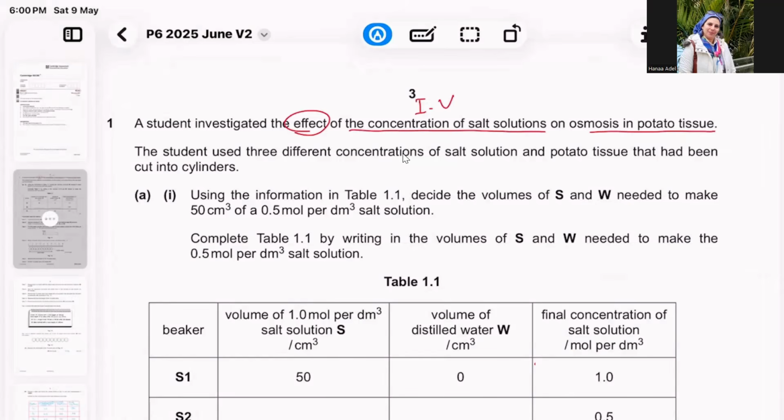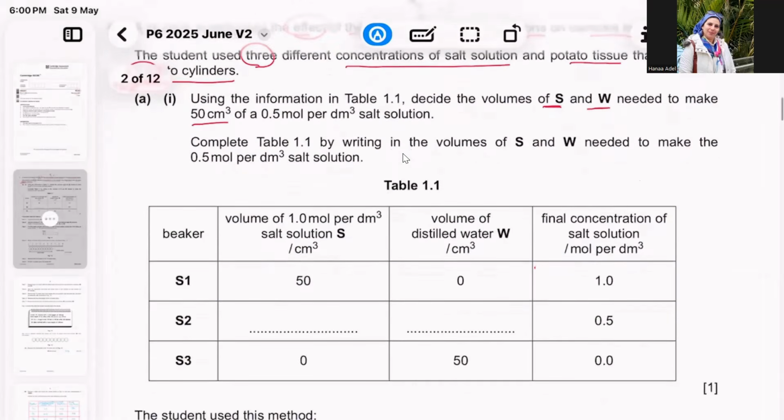And we have to know now what the dependent variable is. The student used 3 different concentrations of salt solution and potato tissue that had been cut into cylinders. So we have cutting, this is a kind of hazard. Using the information in the table, decide the volume of S and W needed to make 50 cubic centimeters of 0.5 mol per decimeter cubed salt solution. Complete table 1.1 by writing in the volume of S and W needed to make 0.5 mol per decimeter cubed salt solution.